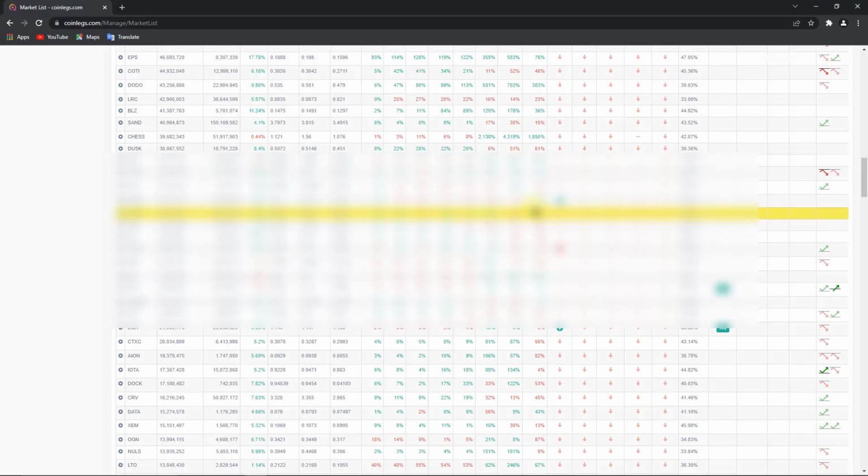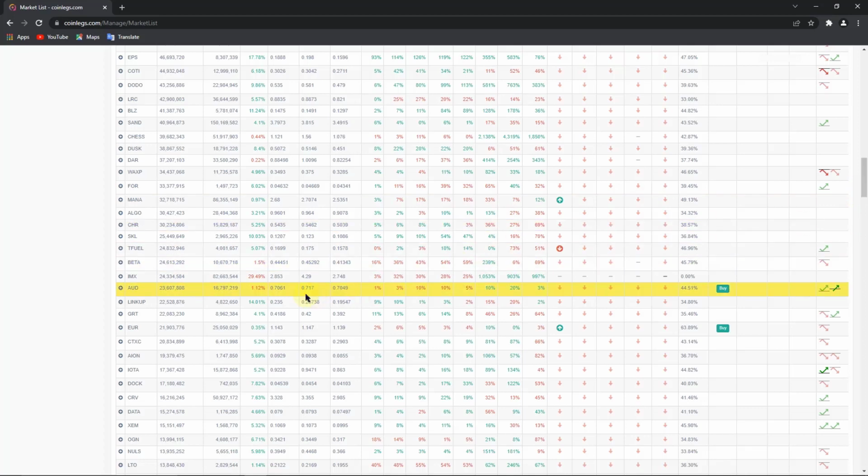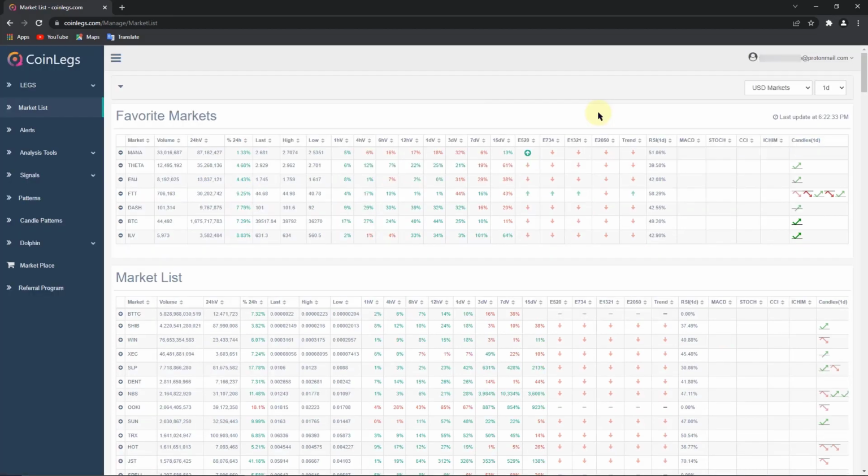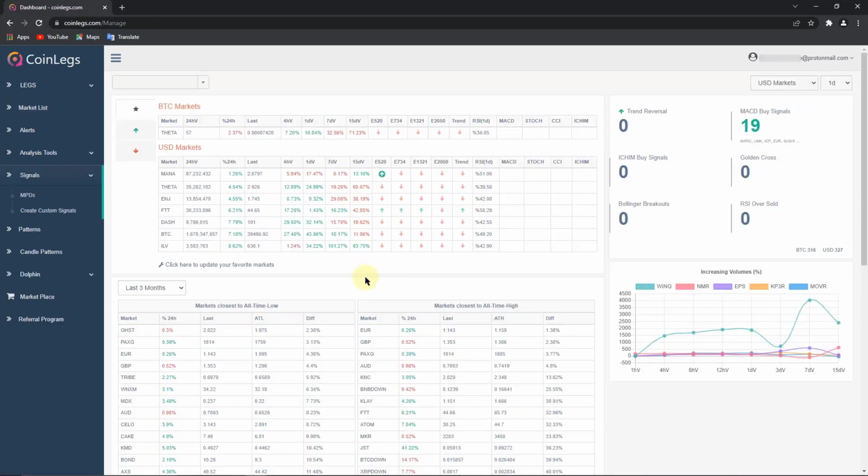I'll come back to dashboard. If you want to add the coin to your favorite coins, you can press this little button. You can hold on for a second. Now, as you can see, the coin is now listed in favorite markets. I come back to dashboard just by pressing on CoinLike. Now we are in the dashboard and we can see that the coin has been listed to our favorite markets.